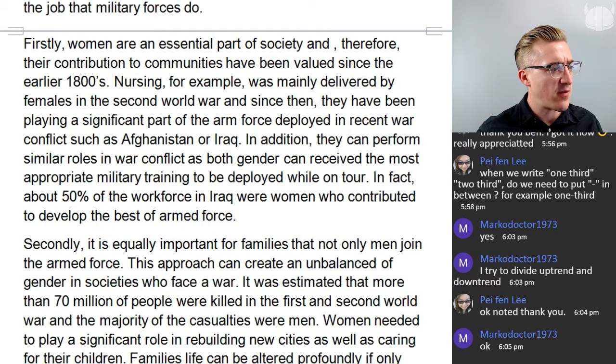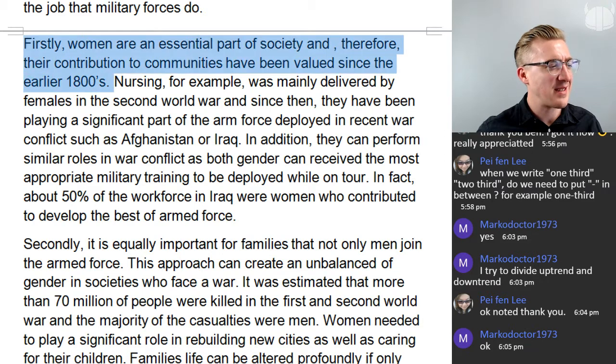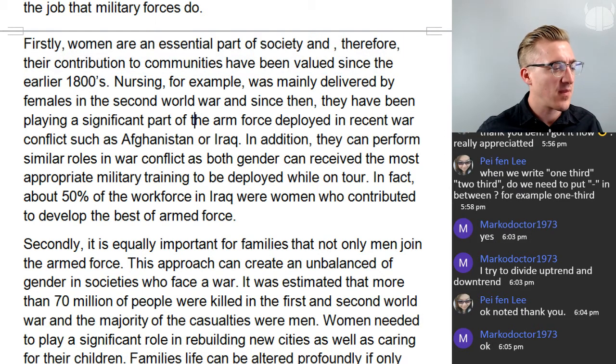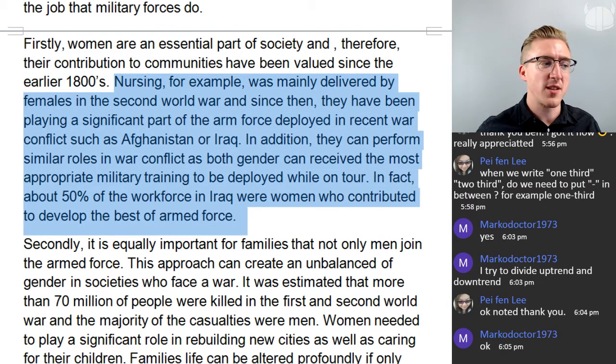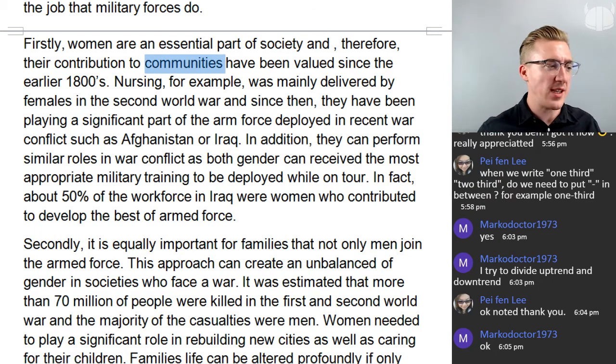Firstly, women are an essential part of society, and therefore their contributions to communities have been valued since the early 1800s. Okay, so they've been valued not just to communities. Communities may be missing the point. To the military, right? All of your examples here are about the military. So make sure that your topic sentence also is about something like women have been a valuable part of militaries all over the world for over 200 years, right? And then all of these examples support that idea. But this broad idea of communities doesn't quite fit.